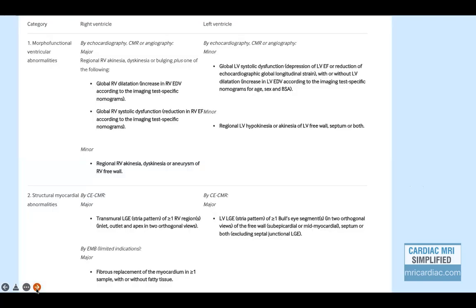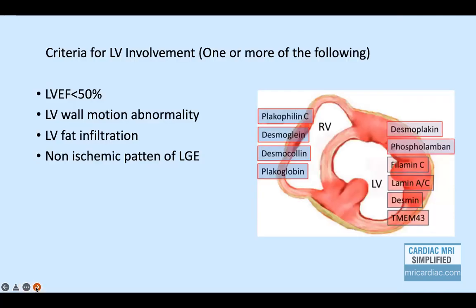But for the left ventricular involvement, it is important that the LV systolic function has to be significantly reduced, and there has to be some segmental wall motion abnormality. And on contrast enhanced CMR, once we get the focal stria pattern of late gadolinium enhancement, which is confirmed in two orthogonal views, then it is confirmed as left ventricular involvement as well. So EF reduction less than 50%, presence of wall motion abnormality, fat infiltration and a non-ischemic pattern of LGE, as was seen in our case, the criteria for left ventricular involvement of arrhythmogenic cardiomyopathy can be considered.